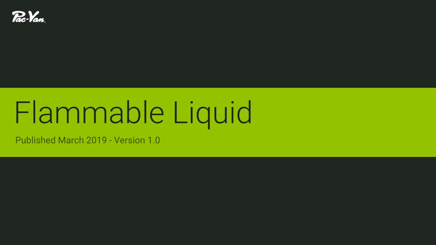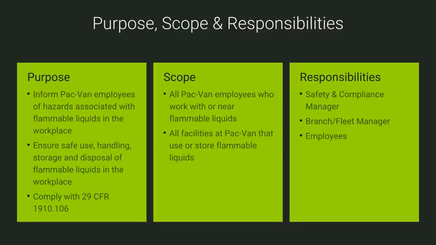Today we'll be discussing flammable liquids. The purpose of this program is to inform all employees of the hazards associated with flammable liquids in the workplace. We will instruct employees on the safe use, handling, storage, and disposal of these flammable liquids. This training applies to all employees who work with or near flammable liquids and all Pac-Van facilities that use or store flammable liquids. I am responsible for creating and maintaining this program.